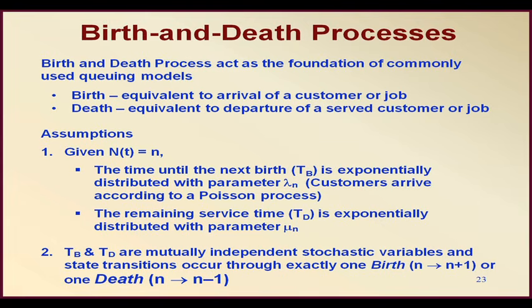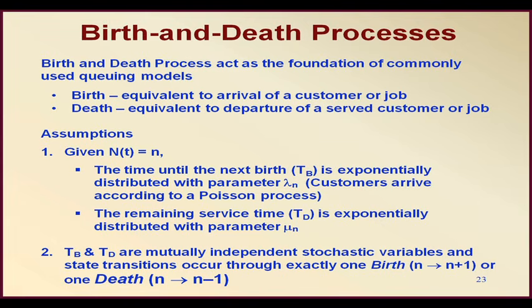So, assumptions: given N(t) equal to n, the time until the next birth, that is Tb, is exponentially distributed with parameter lambda n. What is lambda n? Customer arrival according to a Poisson process. Why lambda n? Because in a general way we are making an assumption that the arrival is dependent on the state. So, suppose n equal to 0, then lambda 0 is different from n equal to 1, that is lambda 1.